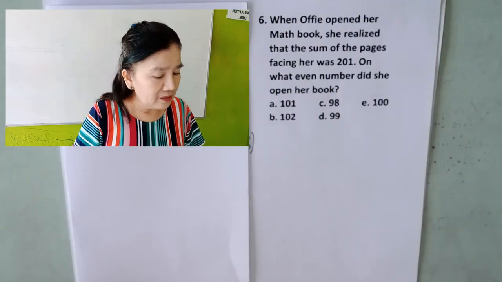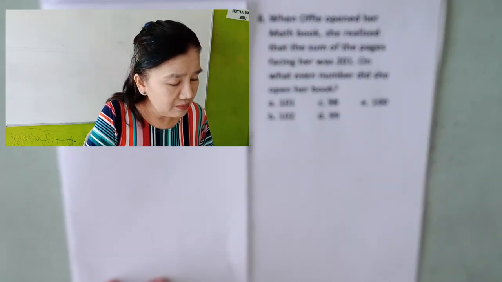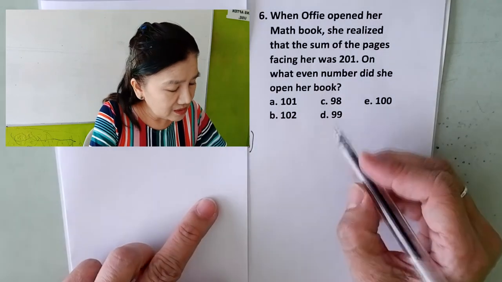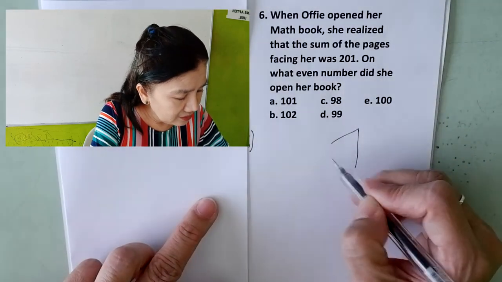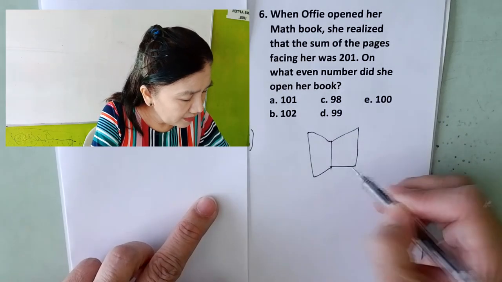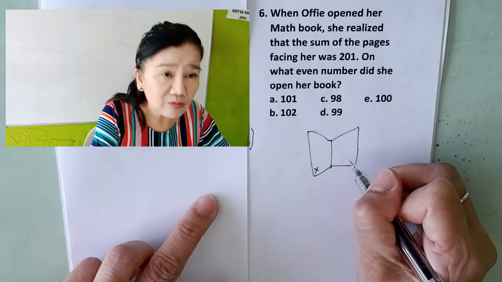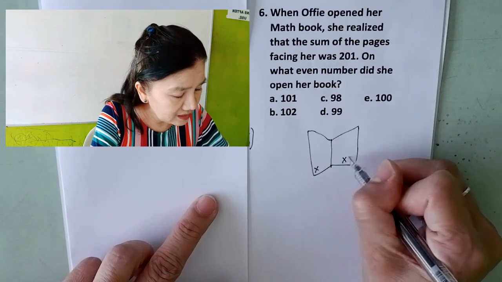Problem number 6. When Offie opened her math book, she realized that the sum of the pages facing her was 201. On what even number did she open her book? Now, this is it. Let's say you have a book. When you open your book, there's a number here, x. And the next one will be x plus 1, isn't it?